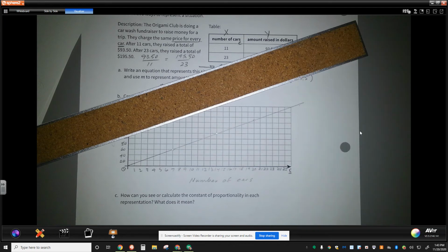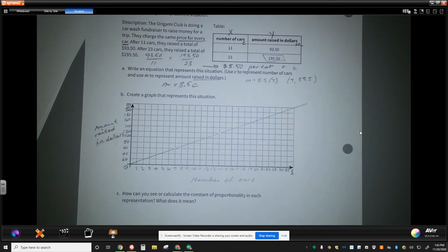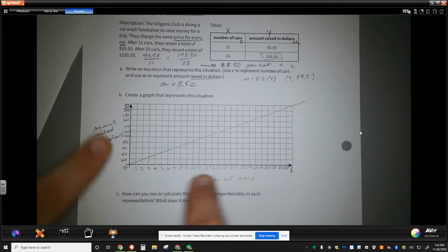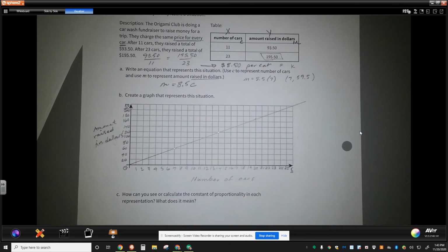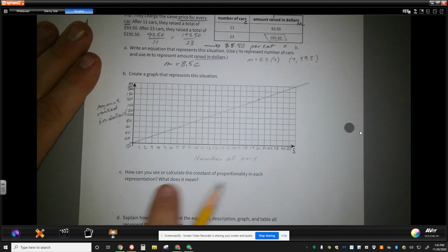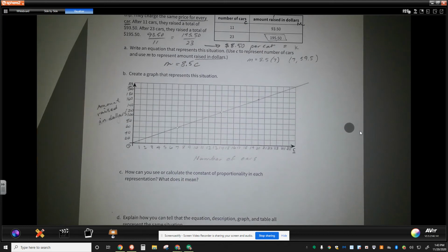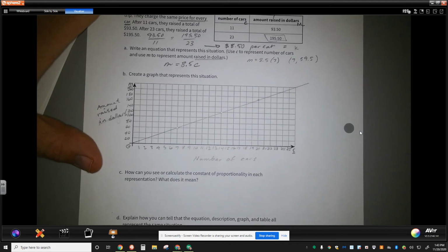Good way to get started. But we have a complete graph with labels, with data, and with good intervals. Now, if we go back and look at these things, how can you see or calculate a constant of proportionality in each representation? Let's go back to the equation that we found.